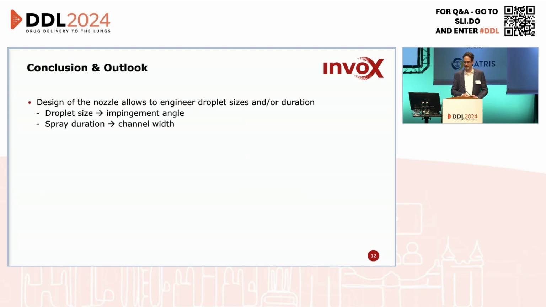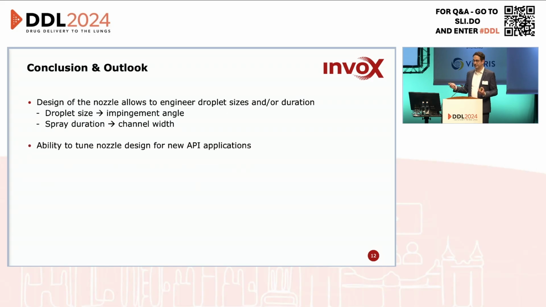So what can we conclude for this? We can more or less change the droplet size by changing the impingement angle. We can change the spray duration by playing with the channel width. So this gives us the ability, if we have a new API and we see that our droplets are too large or too small, or that the spray duration is getting too long or too short, some ideas how we can change our nozzle.